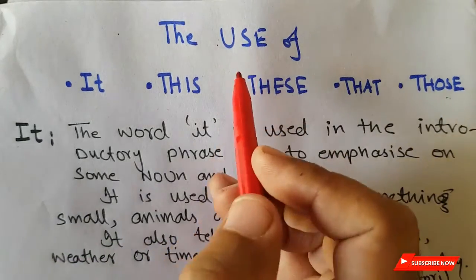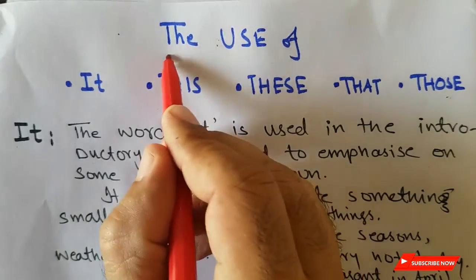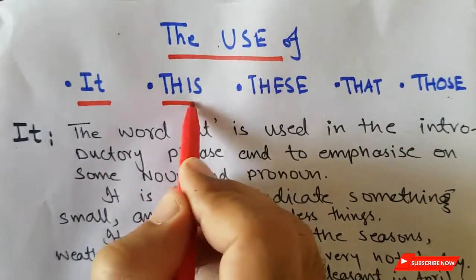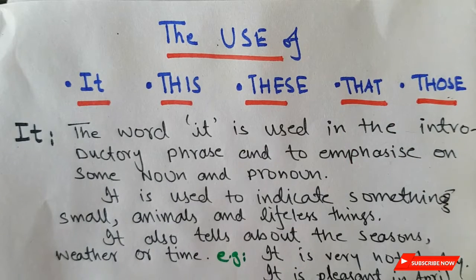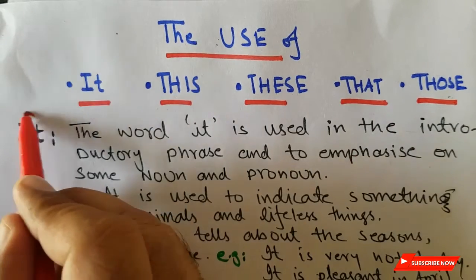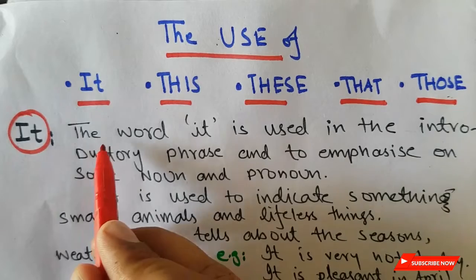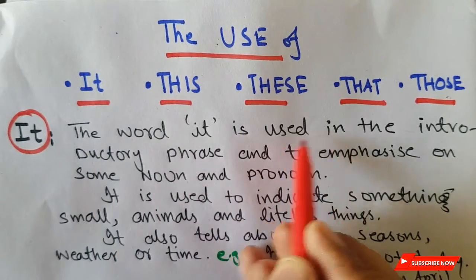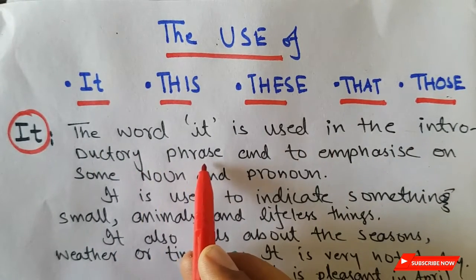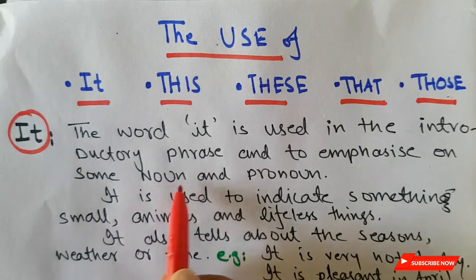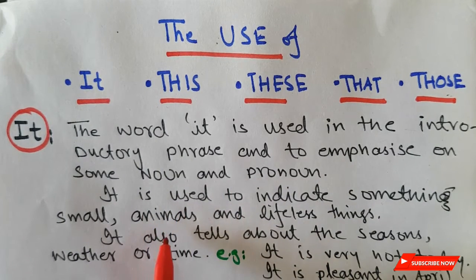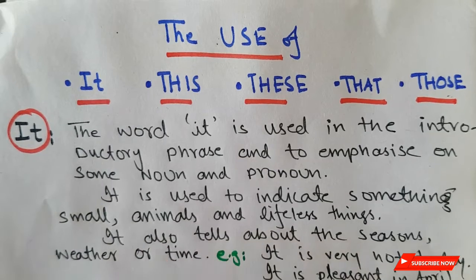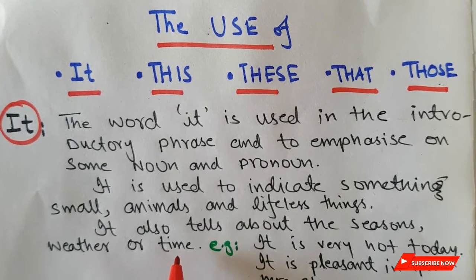Today we will briefly discuss the use of it, this, these, that, those in English grammar. Let's start from the first word, which is it. Here the word it is used in the introductory phrase and to emphasize some noun and pronoun. It is used to indicate something small, animals and lifeless things. It also tells us about the seasons, weather or time.